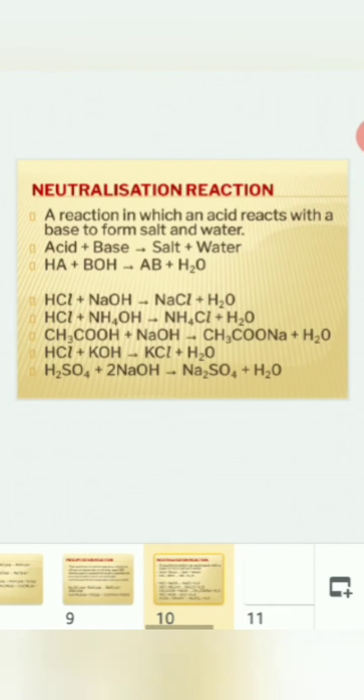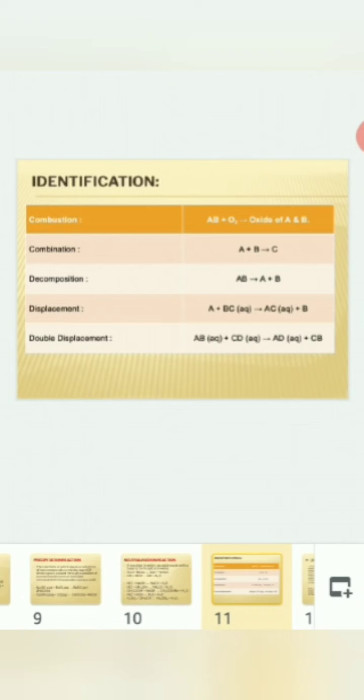So next, you have identification. You can easily identify if you relate to these general forms of reactions. Combustion: when a compound AB reacts with oxygen, it gives you oxides of A and B. That means when compound AB burns in the presence of oxygen, it gives you oxides of A and B. Similarly, combination: you can see A plus B will give you C. So two elements together will give you a single compound.